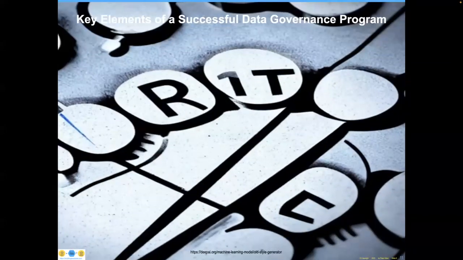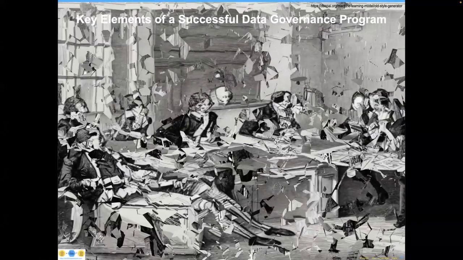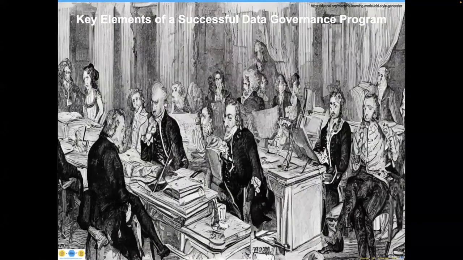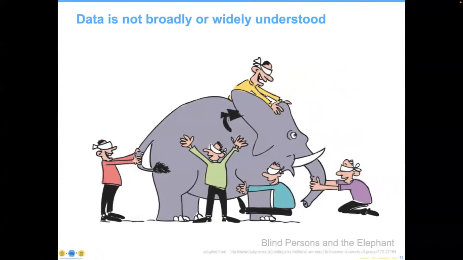Confounding characteristics. I typed these words, key elements of a successful data governance program, into one of those AI generators, and it came back with this. So clearly it doesn't know. Perhaps even scarier, this was another one that was suggested, or even this one. So nobody seems to know what these key elements of a successful governance program might consist of. And I think part of the reason for that is because data has been approached from a number of different perspectives correctly over the years.